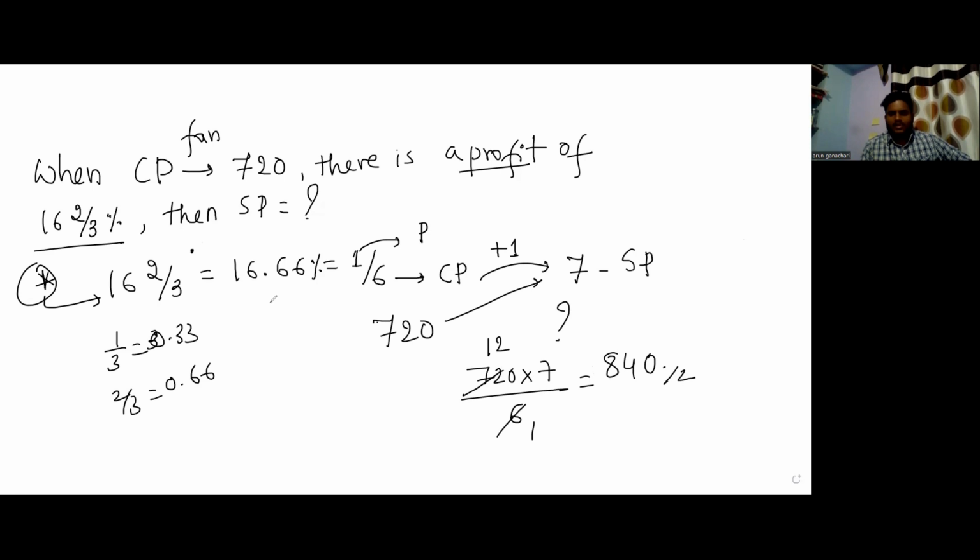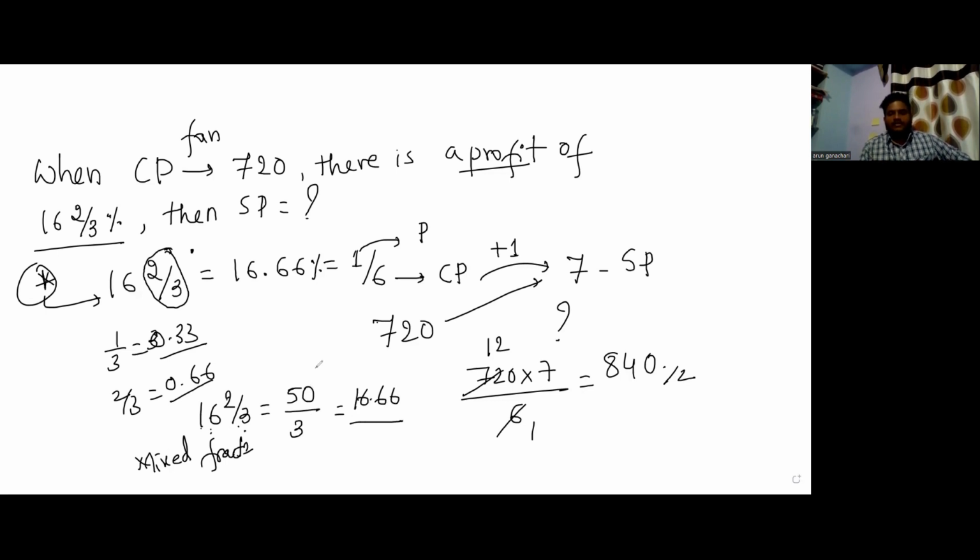Sir, could you elaborate on the simplification of 16 2 by 3? This 1 by 3 is nothing but 0.33. 2 by 3 will be 0.66. This is one way. Or 16 integer 2 by 3 is a mixed fraction, so we take 3 into 16, that is 48. 48 plus 2 is 50. 50 by 3. What is 50 by 3? Again 16.66. Okay. The goal is to convert it into a fraction.